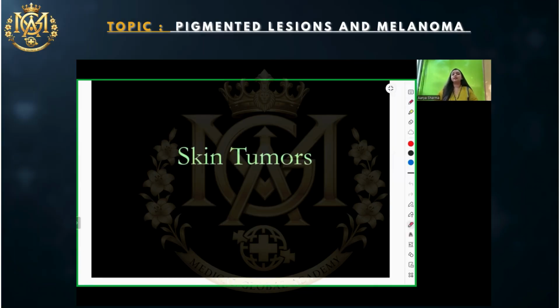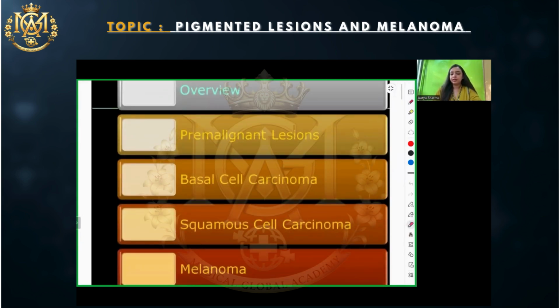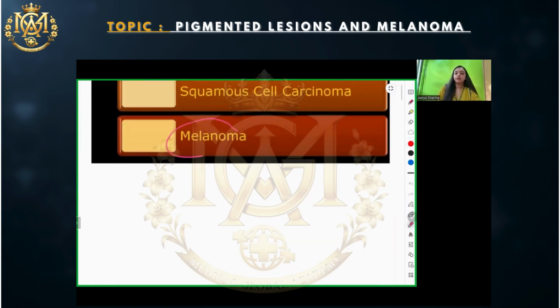So let's start the class. In today's class, we will be covering module 6. In module 6, majorly we will be talking about the skin tumors and some other conditions. Okay, so let's start. This is just an overview. We will be discussing the premalignant lesions, basal cell carcinoma, squamous cell carcinoma, and melanoma. Okay, in melanoma, there is a very important classification and a table which you need to know.